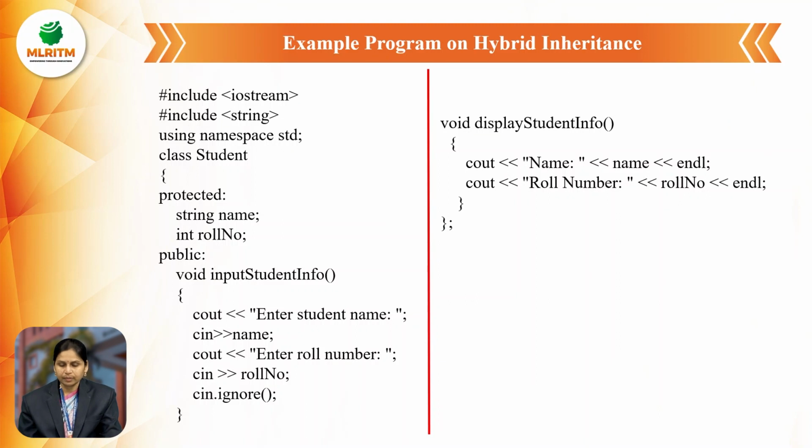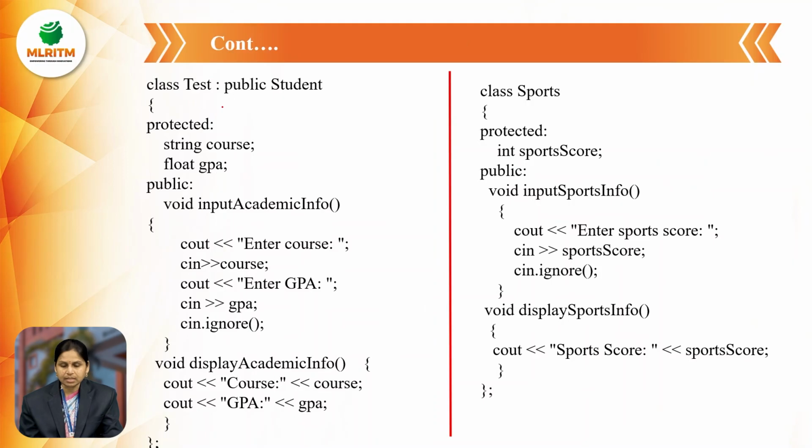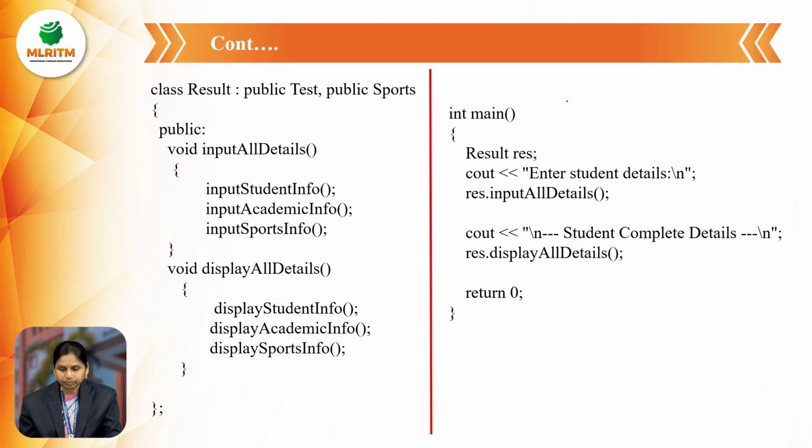So first, student. Now it contains two variables and two methods. Next, test. Student is the parent, and test is a child derived from student. It contains two methods. Next one is sports, which is a separate individual class. Next, result, it is derived from test and sports.